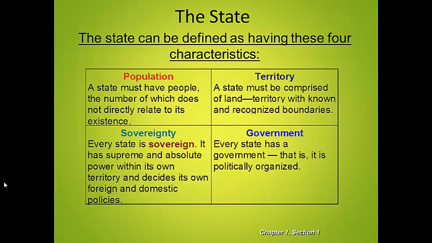Now, sovereignty is pretty simple, and you can pause it here and read these definitions, which I encourage you to do. But sovereignty is the ability of a state, if you have a population, a territory, and a government, to have absolute power within its borders. So does the United States have absolute power within our borders? The answer is yes. Canada doesn't tell us what to do. Mexico doesn't tell us what to do, and neither does Russia, although they would like to.